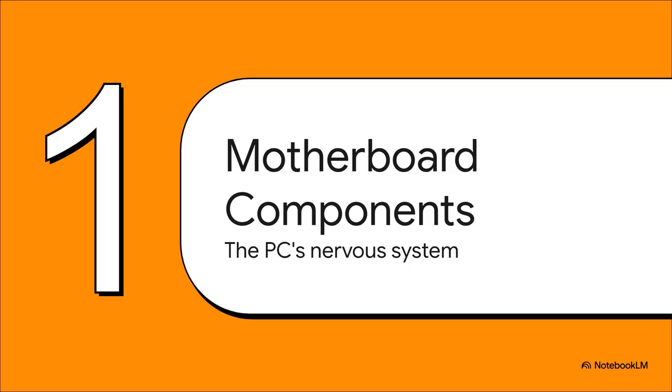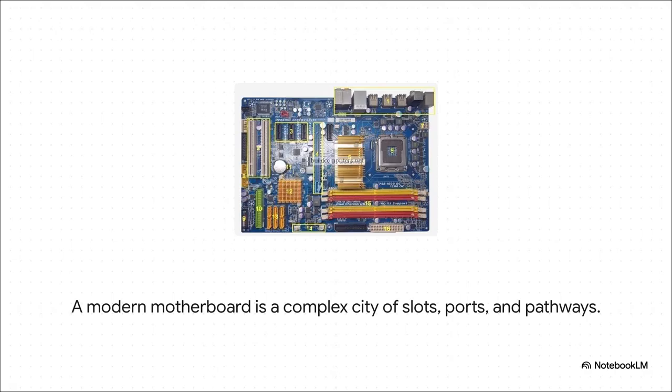Every PC build starts with the motherboard. You have to. Think of it as the central nervous system of your computer. It's the one component that everything else plugs into, allowing all the different parts to talk to each other. I mean, just look at this thing. It really does look like a city map, doesn't it? You've got these specific zones for the processor, for your memory, for all your expansion cards, and they're all connected by these intricate little lines.